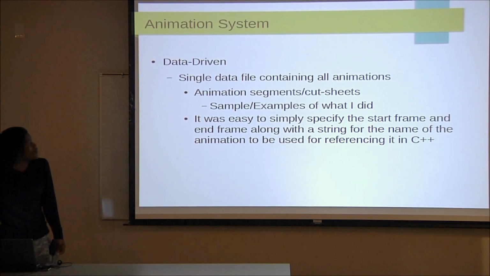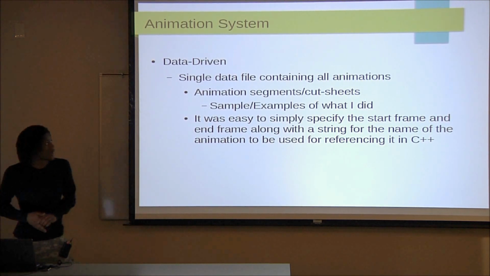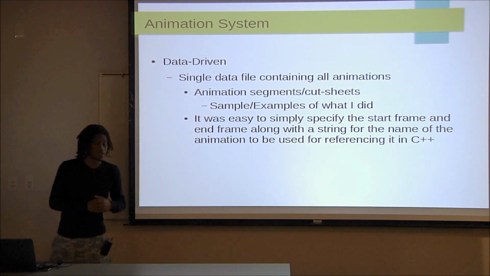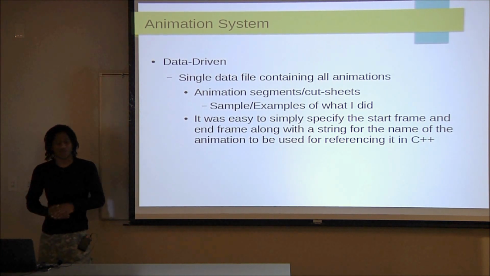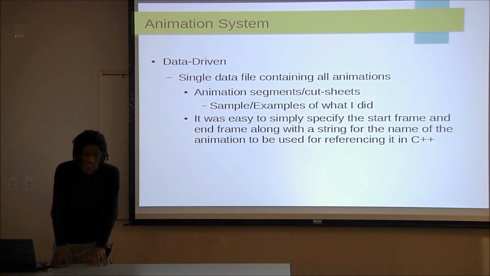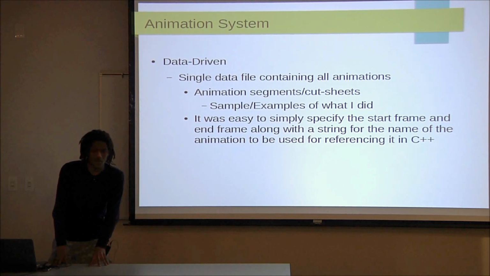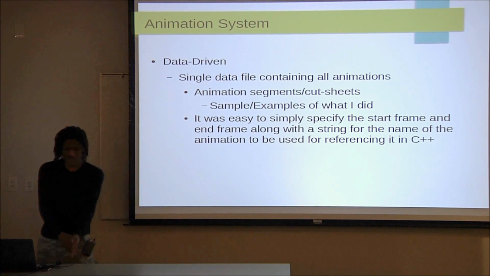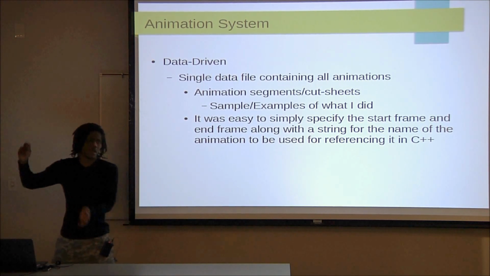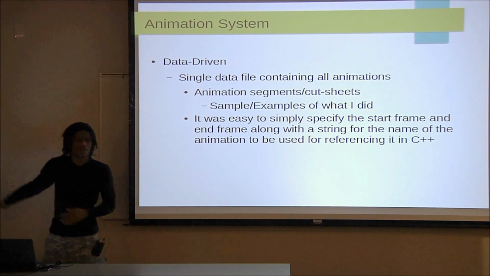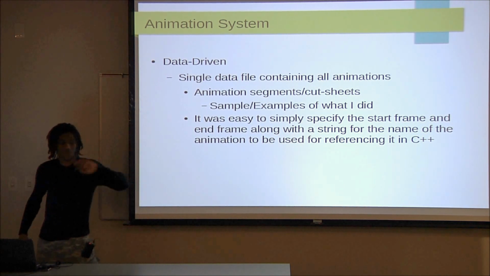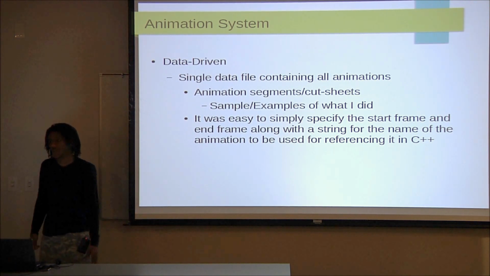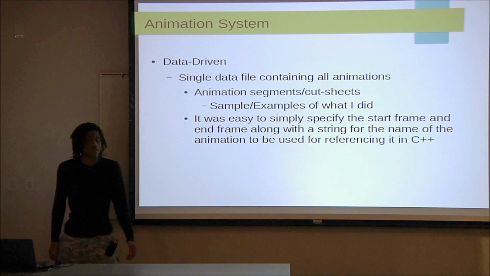Data-driven: having a single data file containing all animations, this is one method. You use a method such as cut sheets. This is simply having all the animations on one timeline. I did it like this. This was nice. It worked. You just say that one animation is from this time to this time, and from that time to the next time you have another animation, and from that time to the next time you have another animation. So basically you just say the keyframes. You say from frame 1 to frame 5 is this, from frame 6 to frame 9 is that.